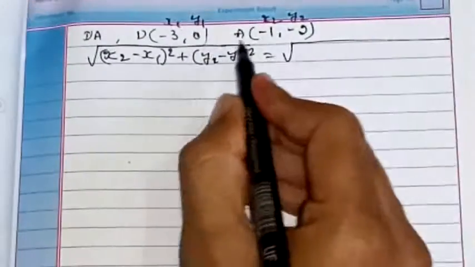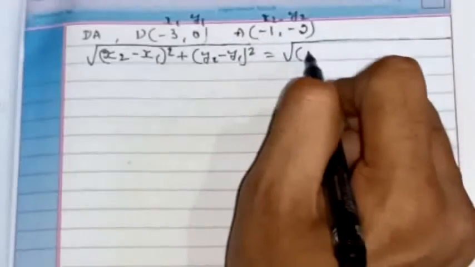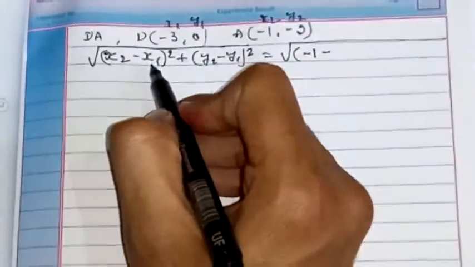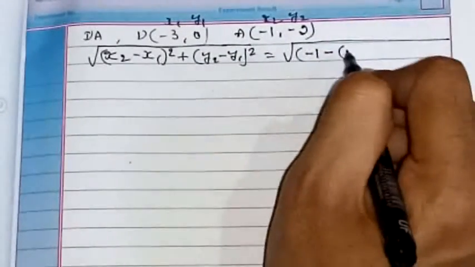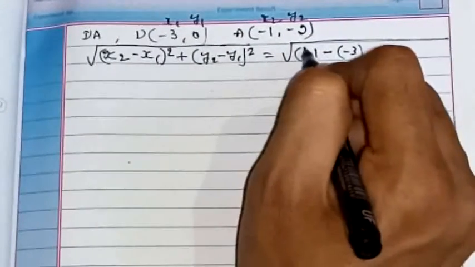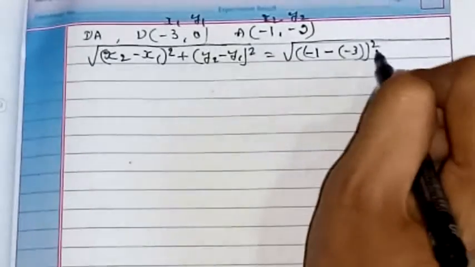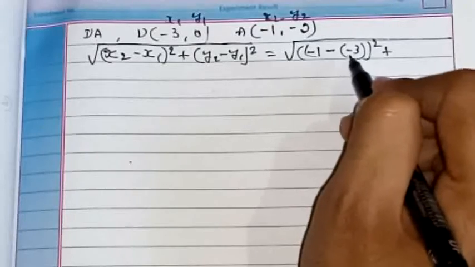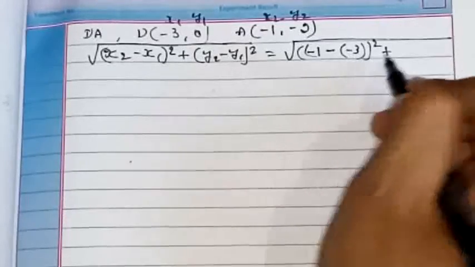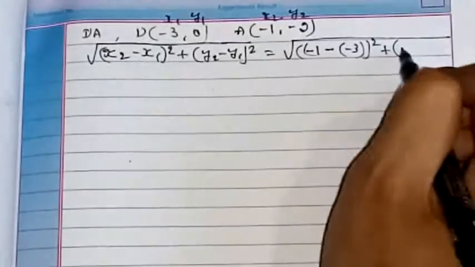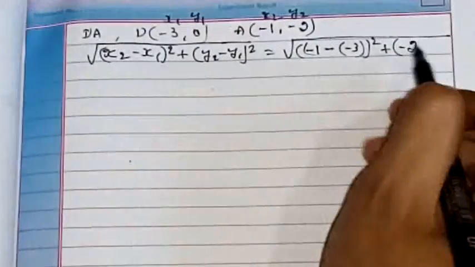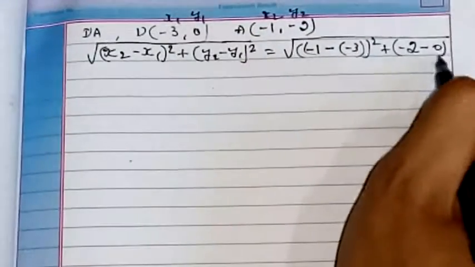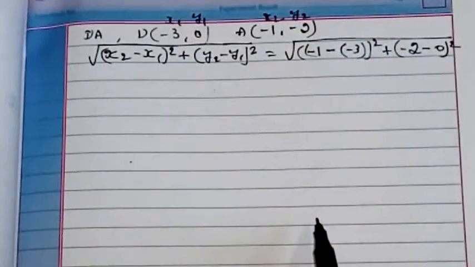Square root of, now what is x2? x2 is minus 1. Here minus is there, minus, what is x1? x1 is minus 3, so therefore minus of minus 3 whole square. Right? Plus, whenever you have two signs, you need to put that in a bracket. So therefore, what is y2? y2 is minus 2. Here minus is there, minus, what is y1? y1 is 0 whole square. Right? Now simplify this.